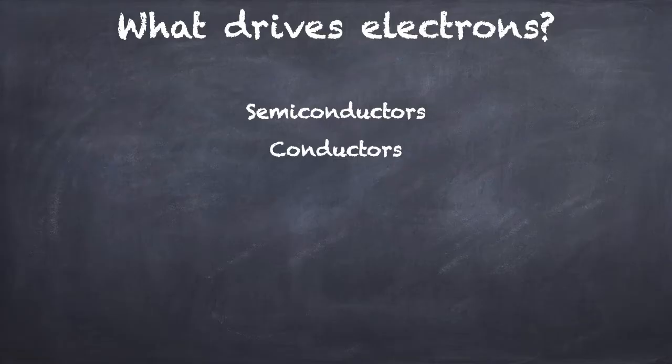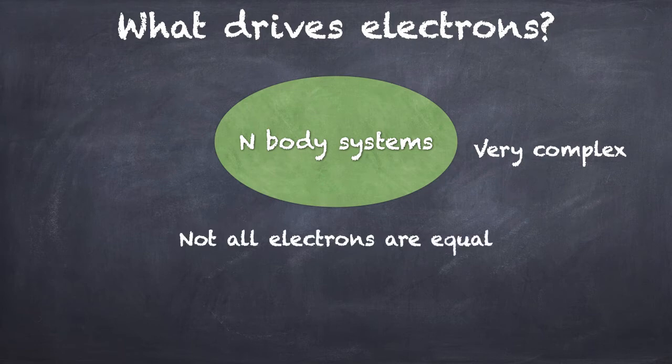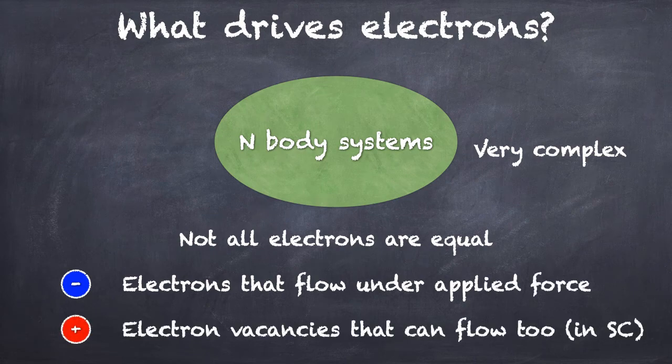Let's start first by mentioning that conductors and semiconductors are part of a larger class of systems called n-body systems. These are incredibly complex systems to understand, and even today having a full comprehension of their behavior is an active research program in theoretical physics and theoretical chemistry. For the present case, it is enough to say that not all electrons are equal in these systems. The negative charge carriers represent electrons that can flow under an applied force. For semiconductors, the positive charge carriers represent electron vacancies that can also flow under applied force.